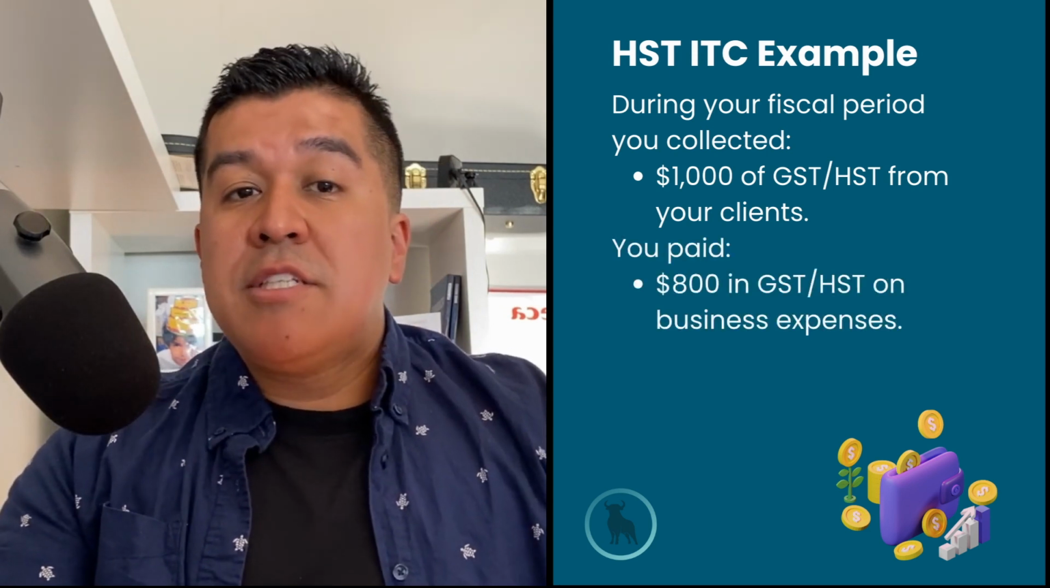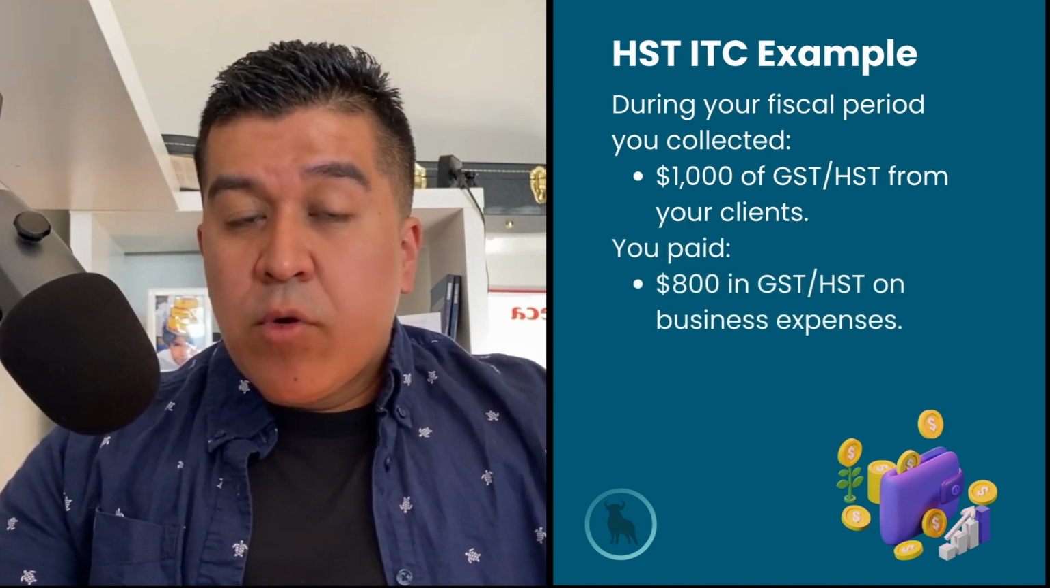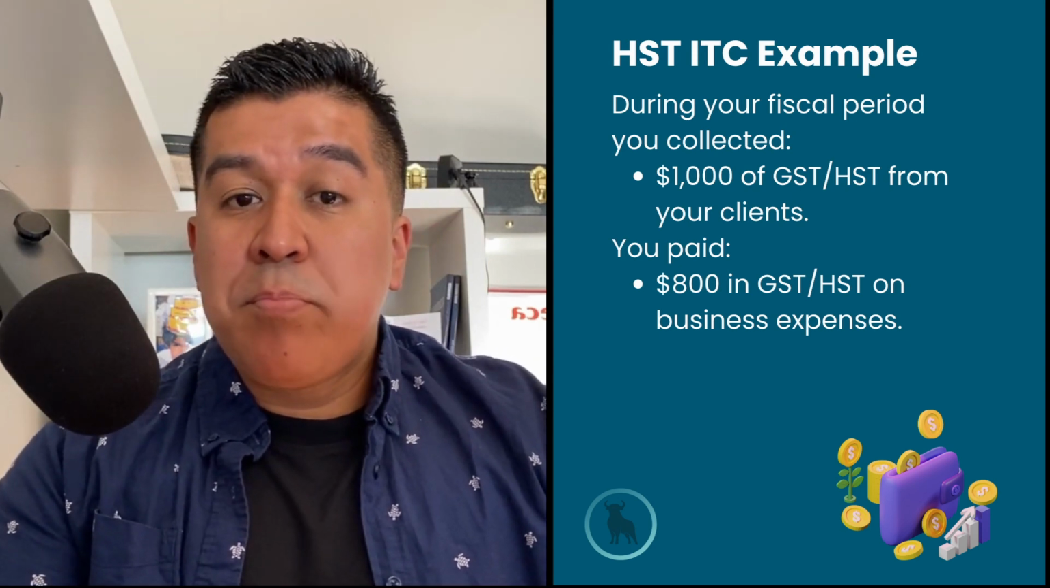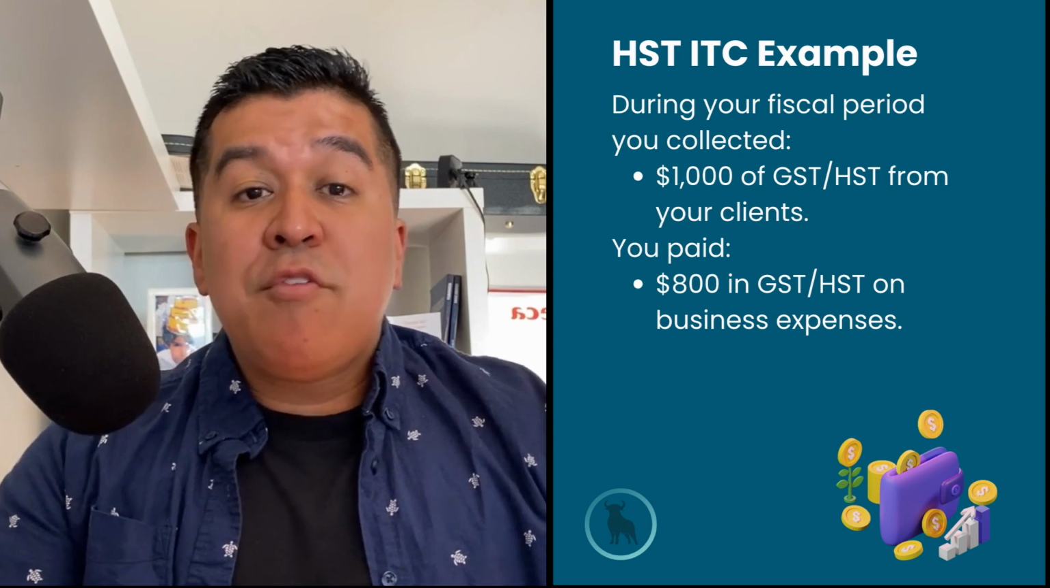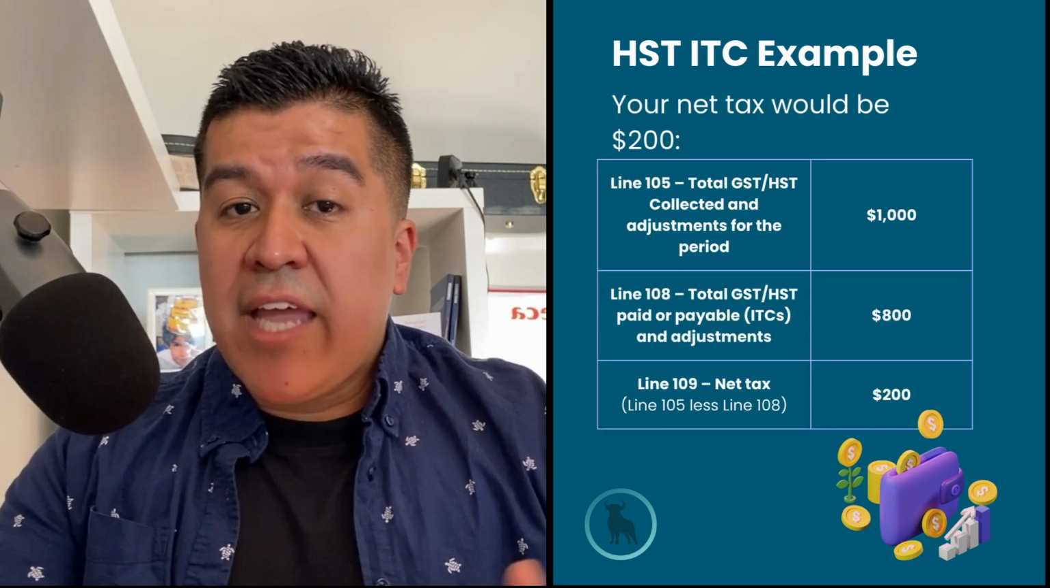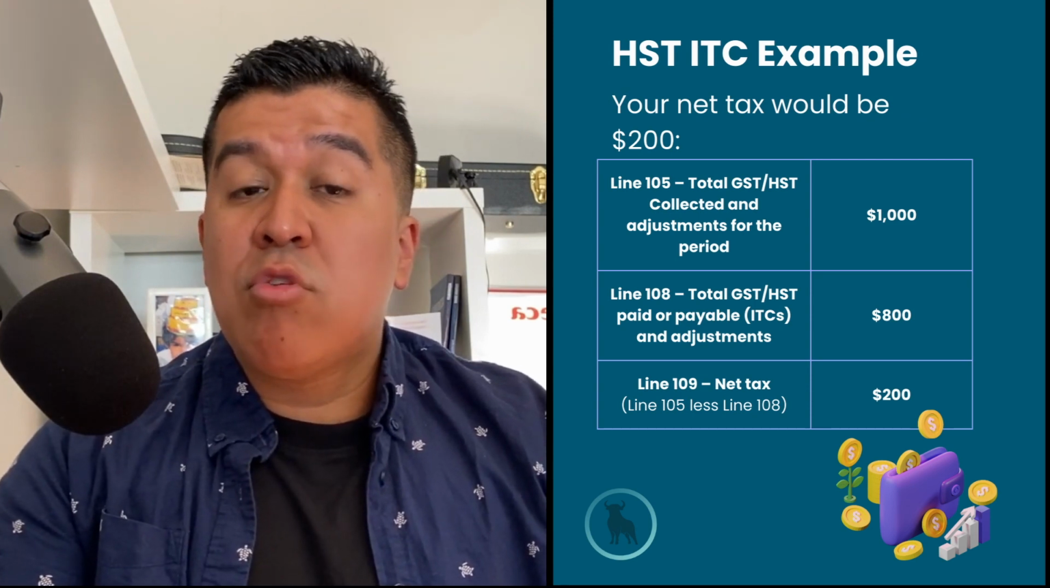But you are also eligible to claim ITCs, or input tax credits, for $800 of HST and GST that you paid on business expenses. If you have no adjustments to include on your return for the reporting period, your net tax to remit to the government would be $200.